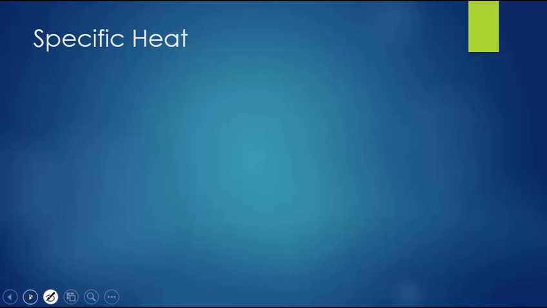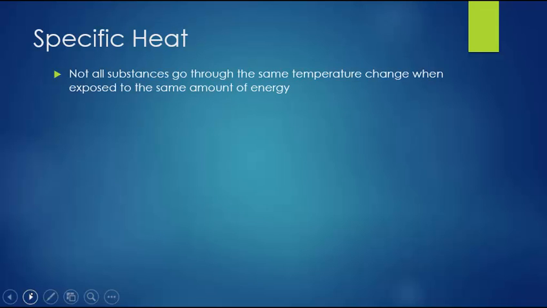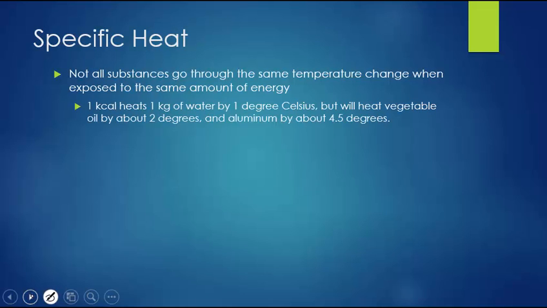This leads us to specific heat because this is different for different things. You'll notice I said a kilocalorie heated 1 kilogram of water by 1 degree Celsius. But not all substances go through the same temperature change when they get the same amount of energy, which you saw in lab. When you heated the water, it heated up quite a bit slower than the vegetable oil, and that's because vegetable oil has a lower specific heat.